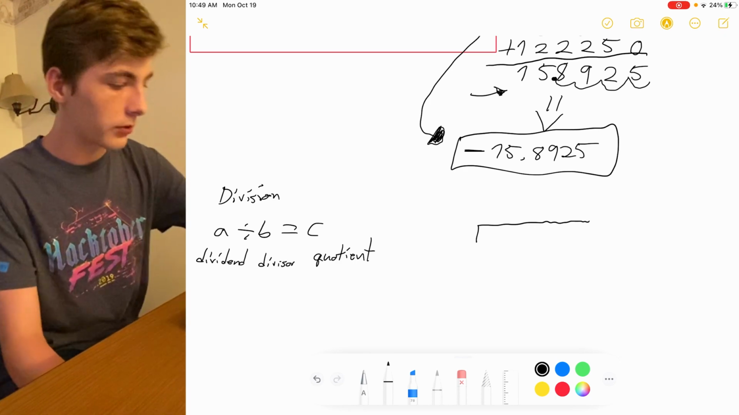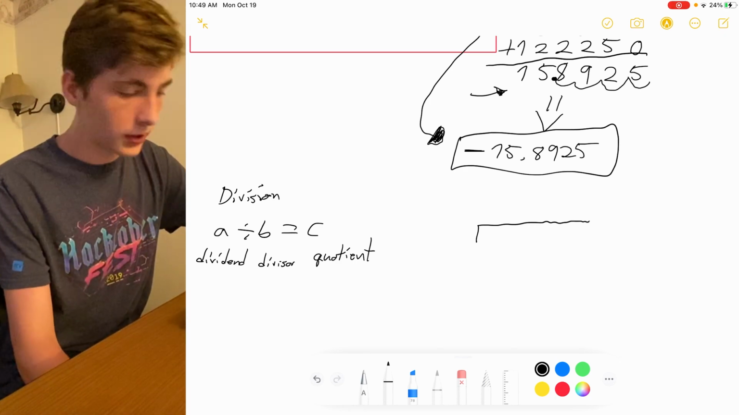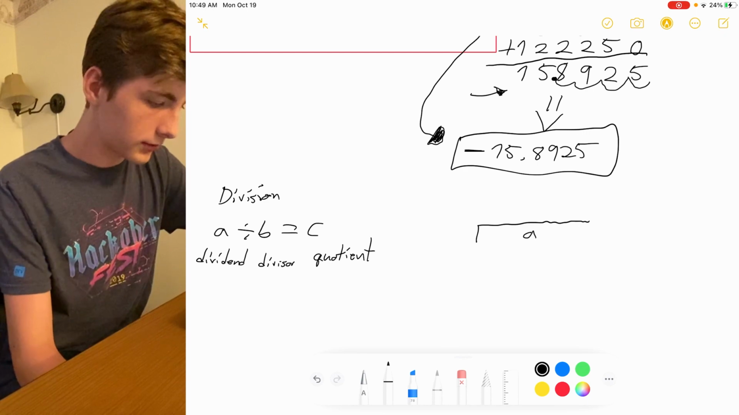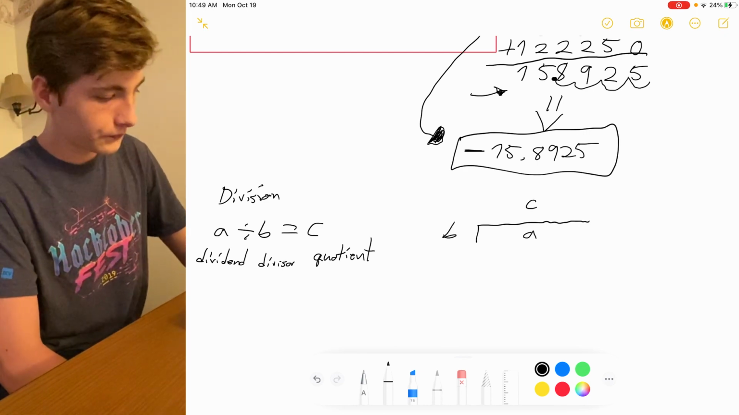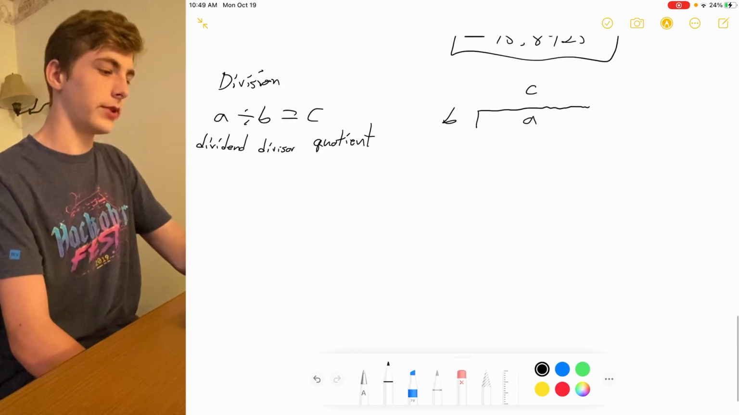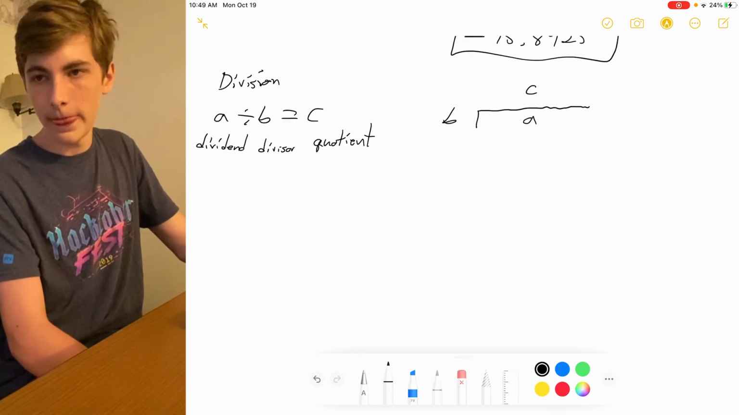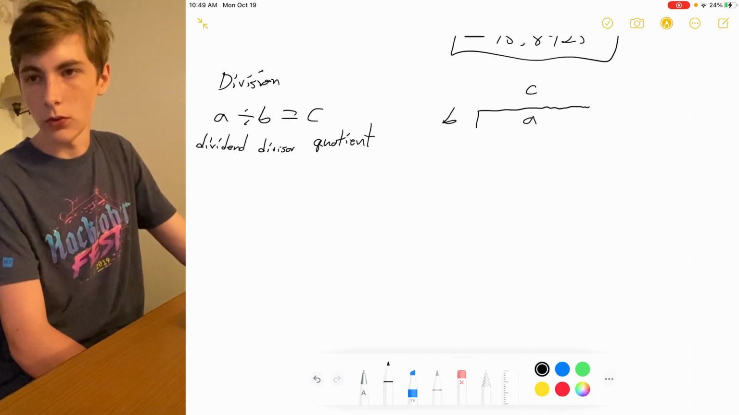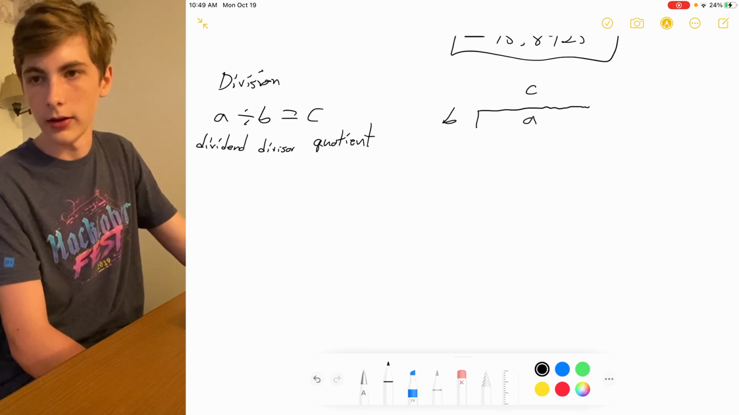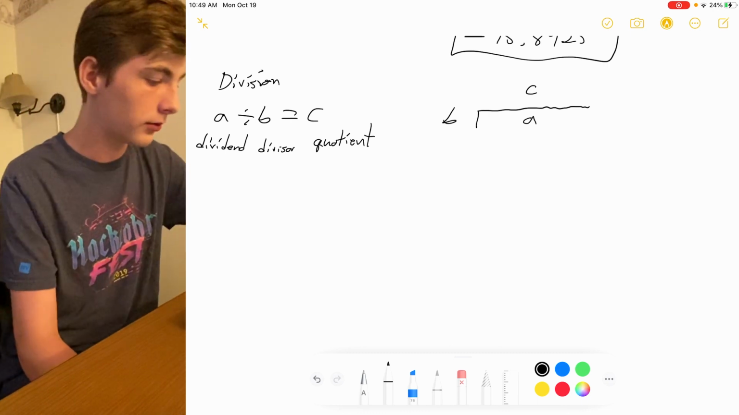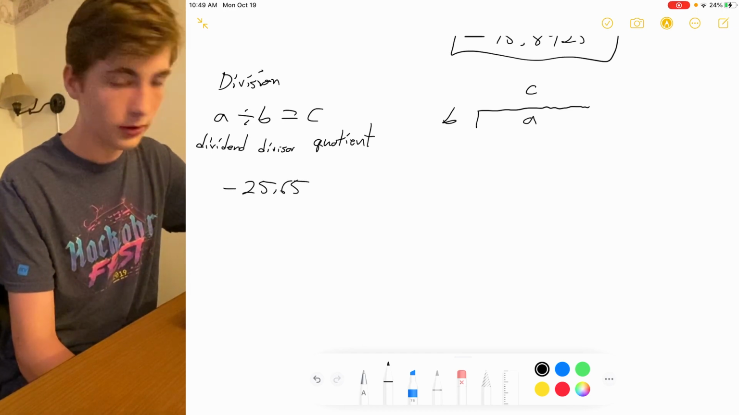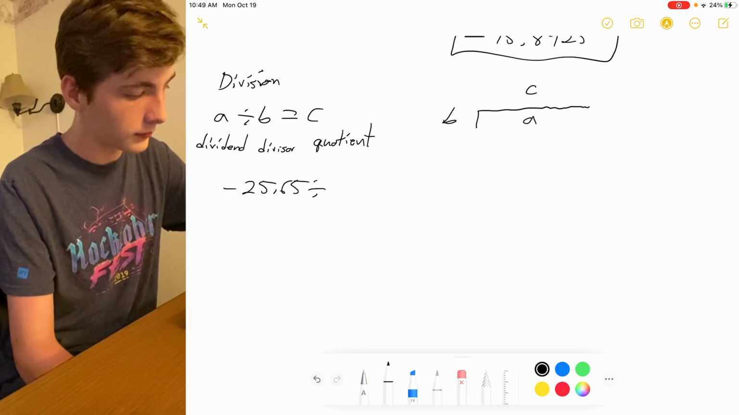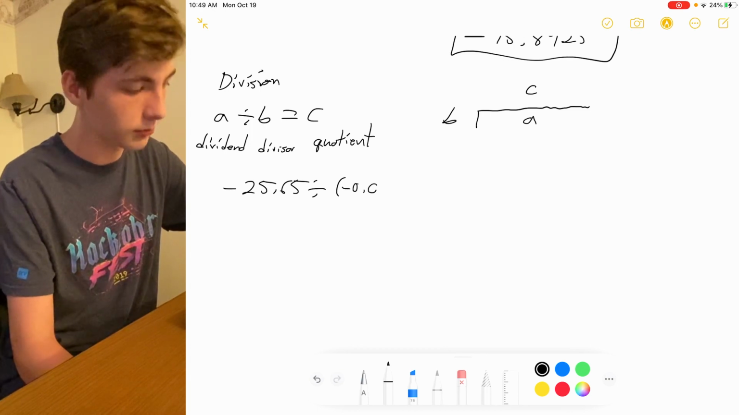When we move that into the box setup, the dividend goes in here, the divisor goes in here, and the quotient goes up here. So in division with decimals, it's going to be exactly the same. I'm just going to go through it using an example: negative 25.65 divided by negative 0.06.